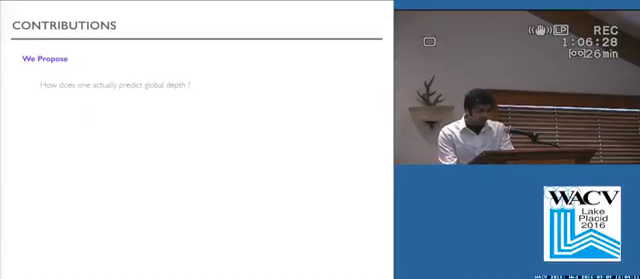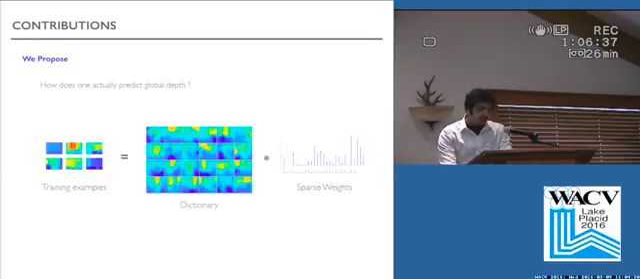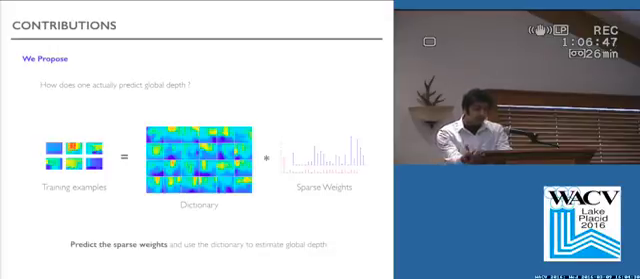So now the question is, how do you actually go about estimating this global depth that I've just defined? Well, in order to do that, you're going to start by decomposing your training examples on your dictionary so that each training example is now represented by a sparse set of weights. Now you want to predict these weights for every input example, and that should give you the global depth, and that coupled with the refinement step gives you the final answer.